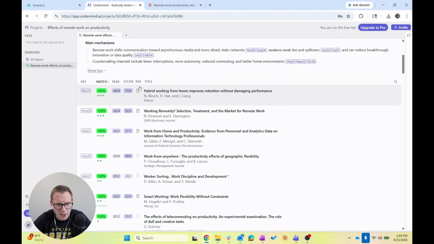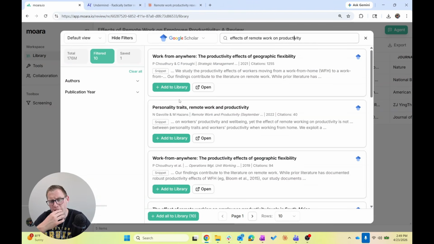I won't read through all of this, but as you can see, we can pull PDFs, but it's a little bit hard to interact with all of this. Let's go back to Moara for a second. When you're doing a real broad review, you can just batch add, honestly scrape through 10 pages and batch add all 10 to the library.